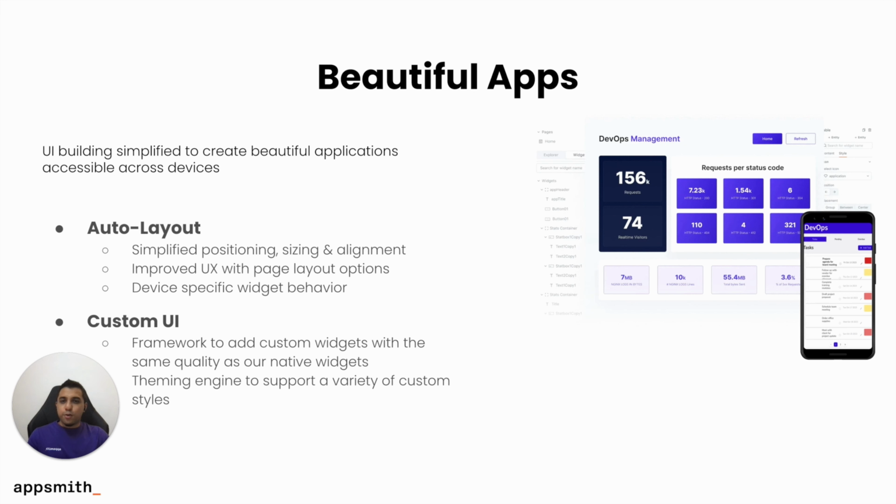The first is our core value proposition of beautiful applications. With Appsmith, UI building has already become a lot easier, but with our new auto layout system, it's going to simplify positioning, sizing, and alignment to a whole new degree. It's also going to make UX a lot easier with page layout options, and it's also going to make all of your applications accessible on any device because now the widgets are going to react to those devices.